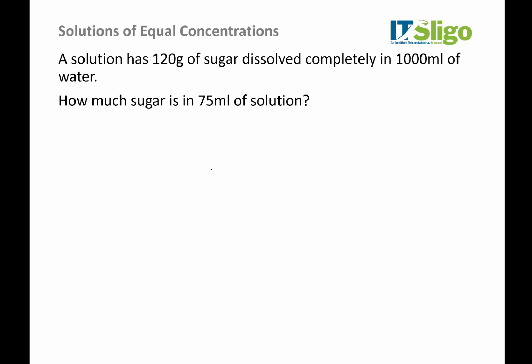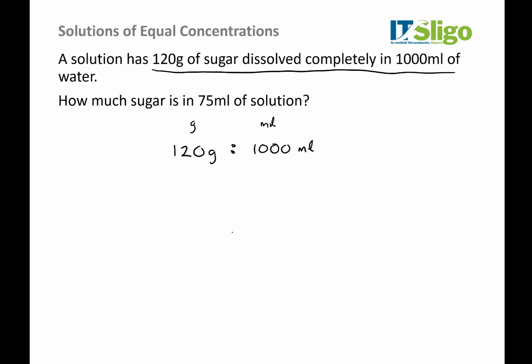Solution has 120 grams of sugar dissolved completely in 1,000 mils of water. How much sugar is there in 75 mils of solution? So, even though it doesn't look like it, guys, this is the exact same problem. There's our reference. We know there's 120 grams in 1,000 mils. Now, you have a couple of choices, guys. You could write grams on the top like this. I tend to just keep them as I go, though, because at least I know exactly what I'm dealing with. So this is my ratio. This is my reference ratio.